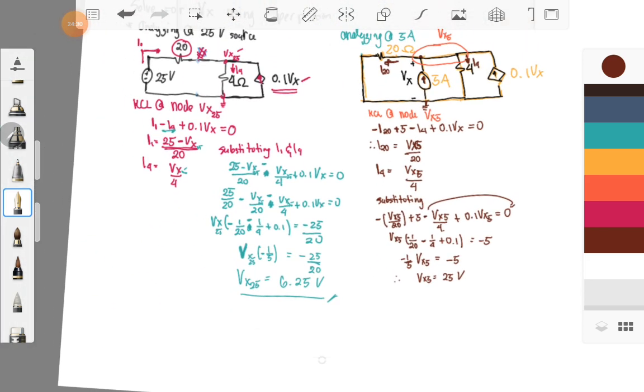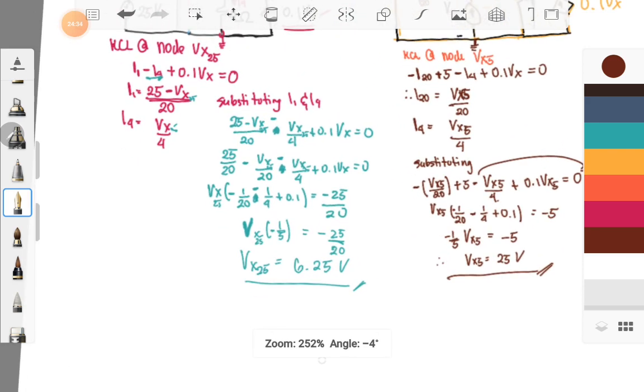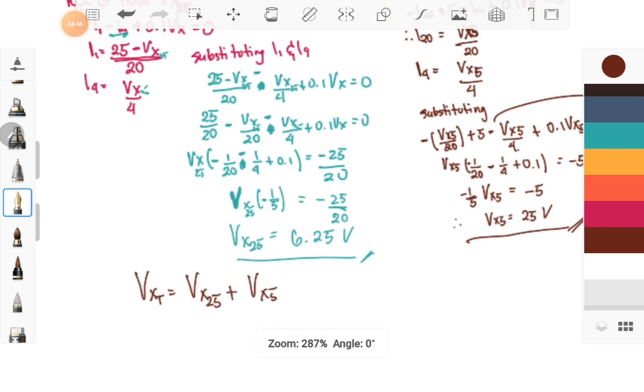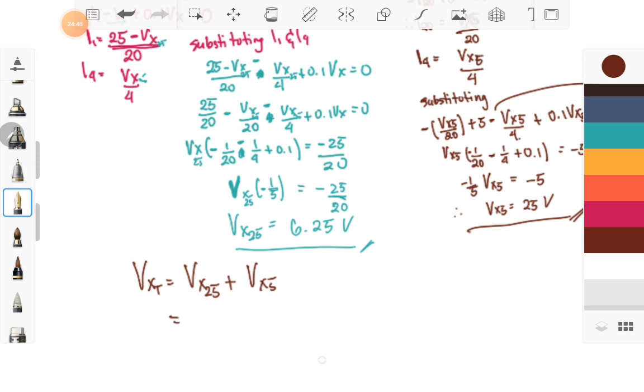How will we solve the total voltage? The total voltage then, V total or your Vx total, is equal to Vx25 plus Vx5, which is basically equal to 6.25 plus 25.